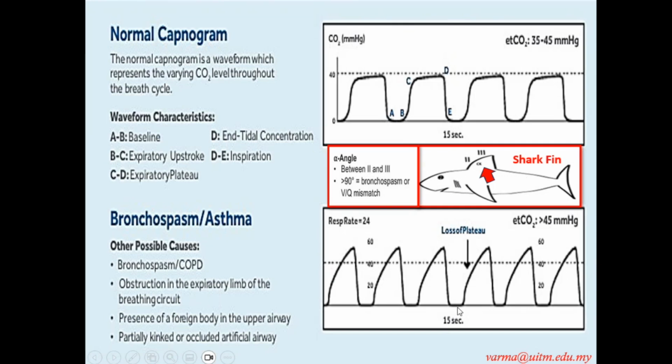In moderate to severe obstruction, you will lose the plateau. There is no more plateau, so it will be obstructed. The CO2 is very slow in reaching the sensor until it reaches end-tidal CO2. The expiratory phase is somewhat finished before actually reaching the plateau, and the inspiratory phase starts. So that is about the shark fin appearance.